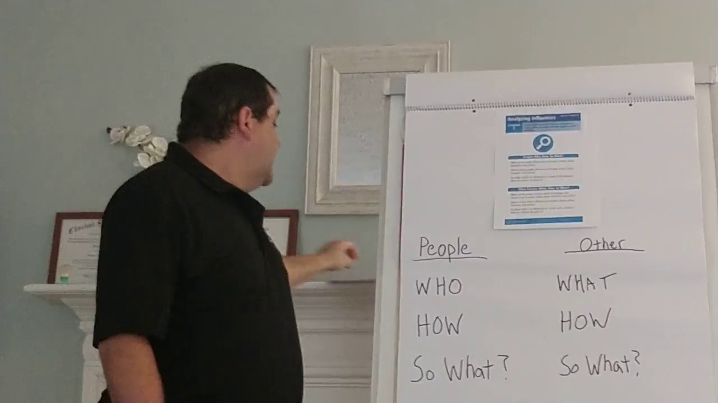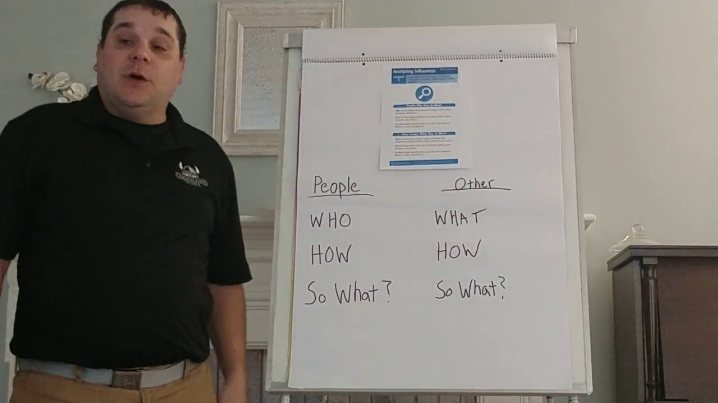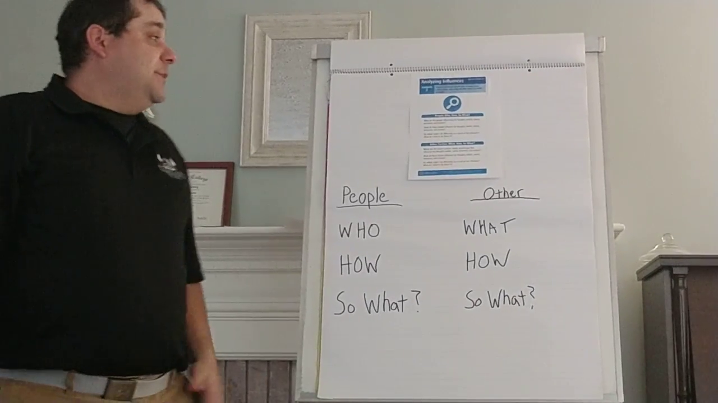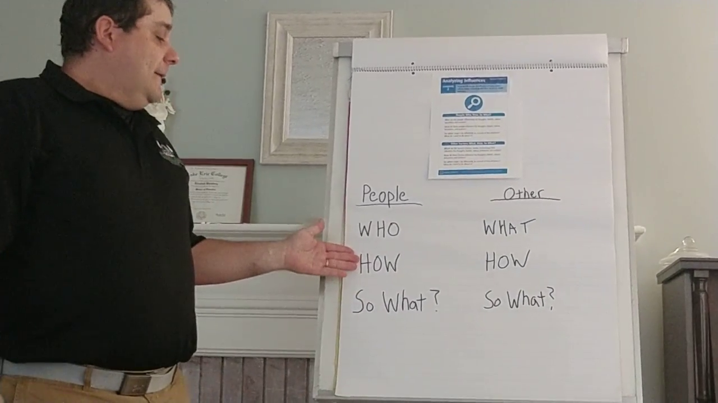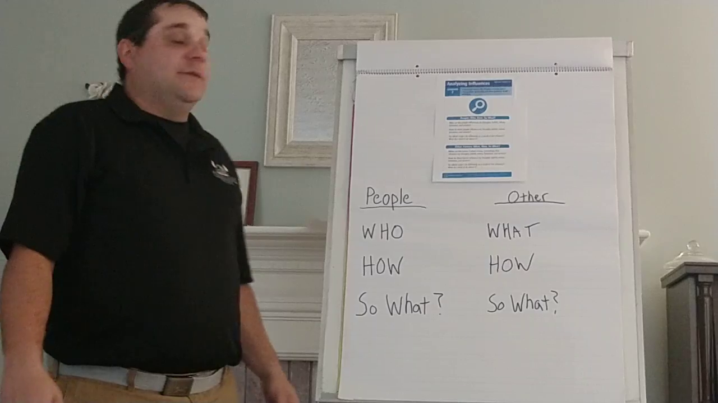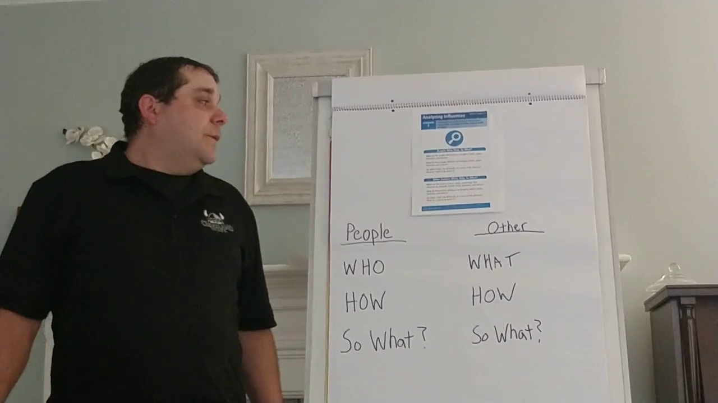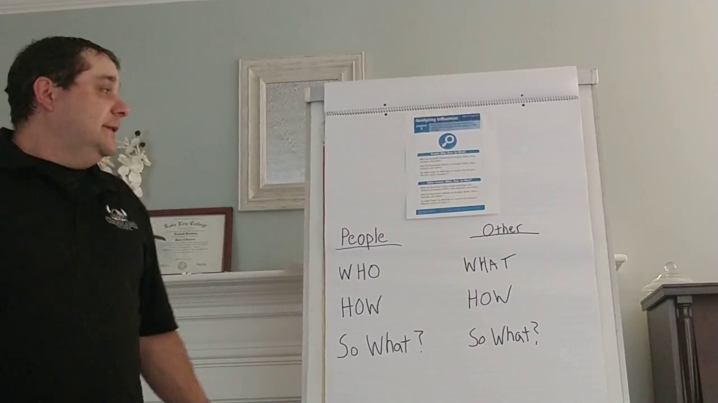So, analyzing influences can be broken down into a few steps. If the influence is a person, you want to think of who: who are the people influencing my thoughts, beliefs, values, behaviors? How do these people influence my thoughts, beliefs, values, behaviors, and actions? And so what? What might I do differently as a result of the influence? What do I need to do about it?